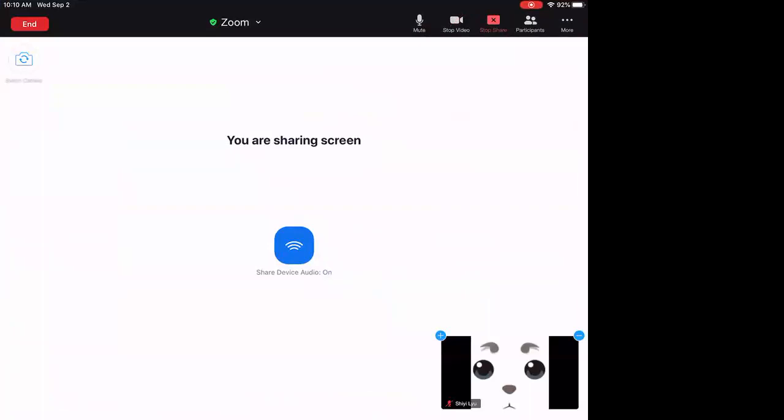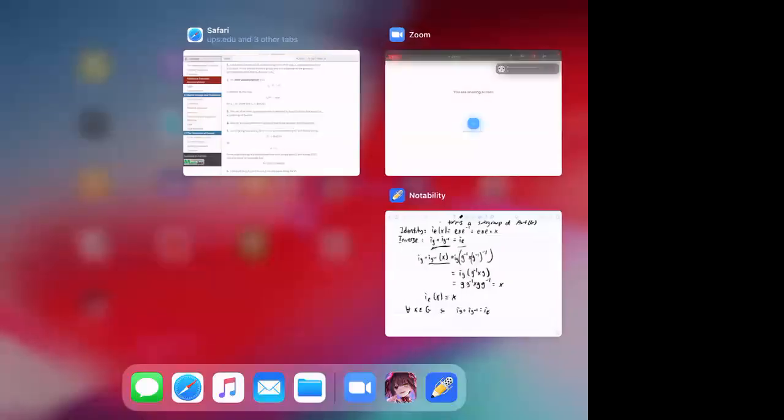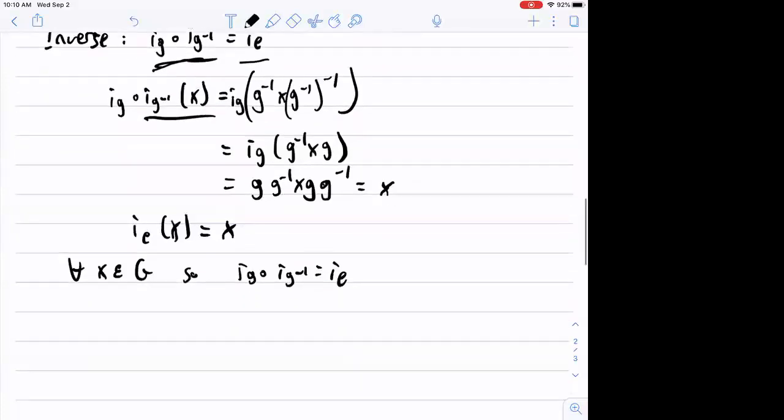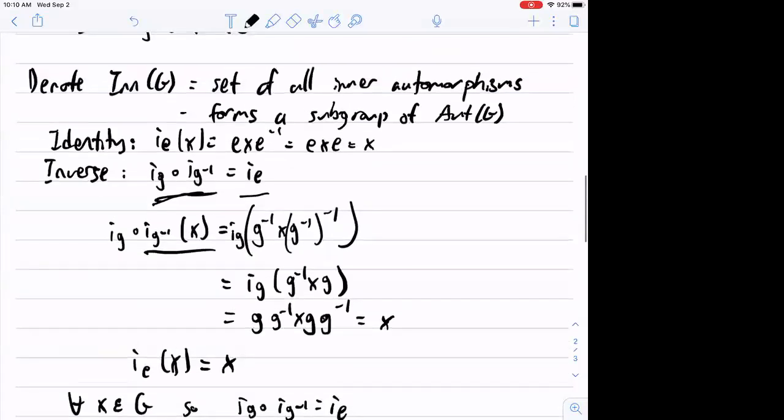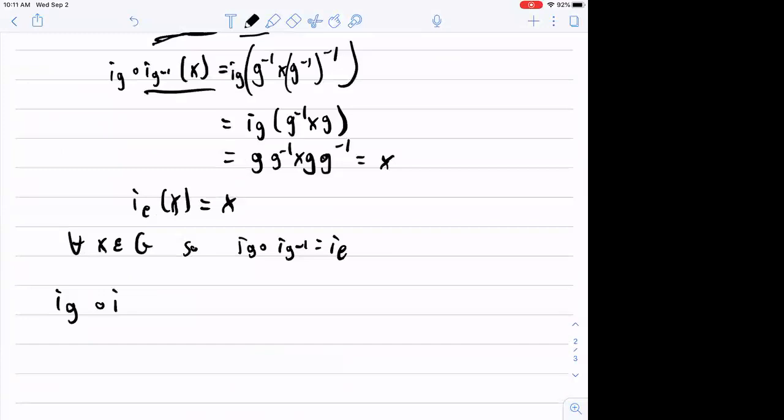Okay, so from here we still need to show that it's closed. I'll leave associativity to you. It's really annoying and not that hard, but the point is the group is associative, so it follows from the associativity law of the group. But we have to show this belongs to Inn(G), that it's closed under the operation. In other words, I need to show this thing is I_{g'} for some g'. So let's see that it is.